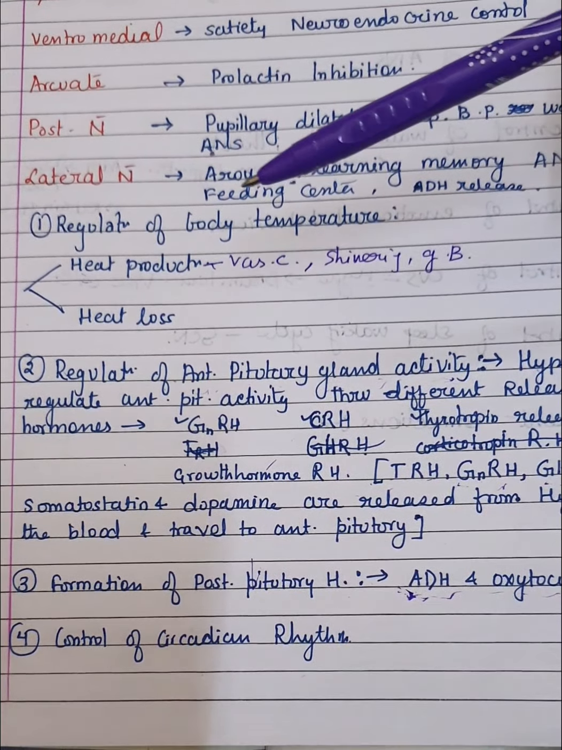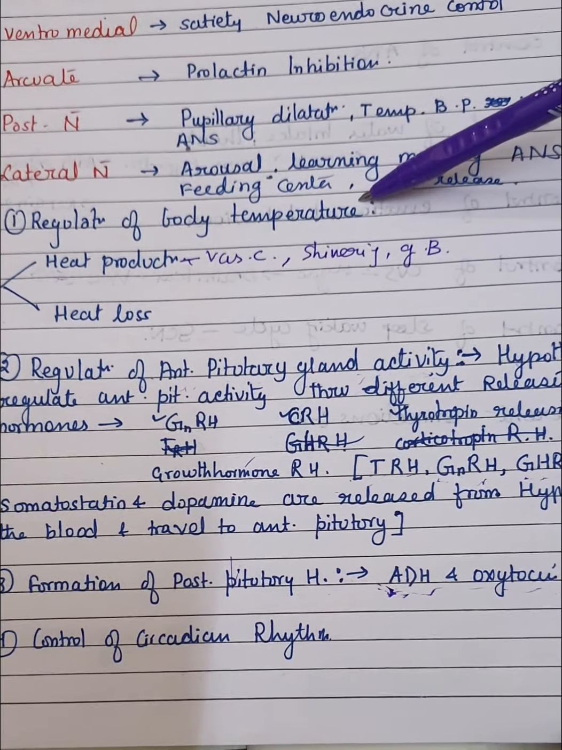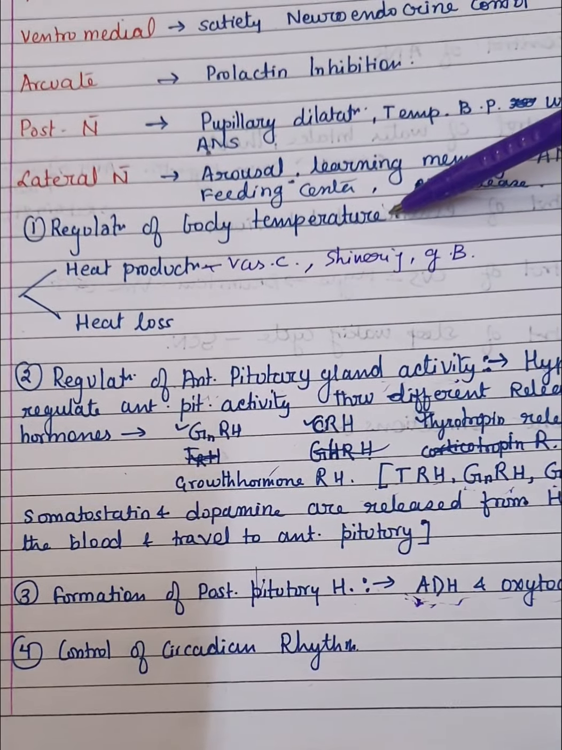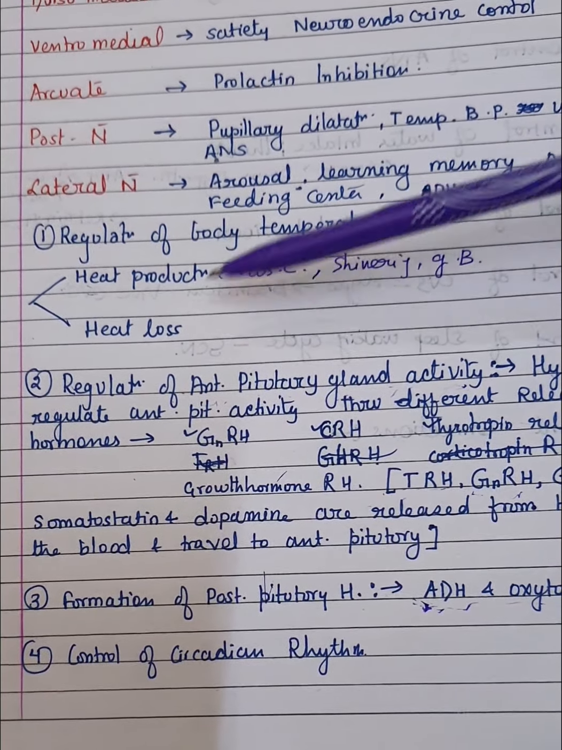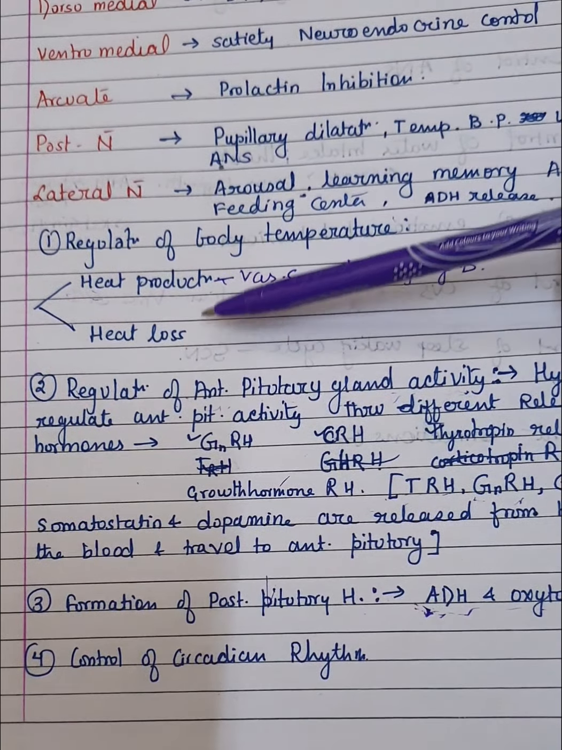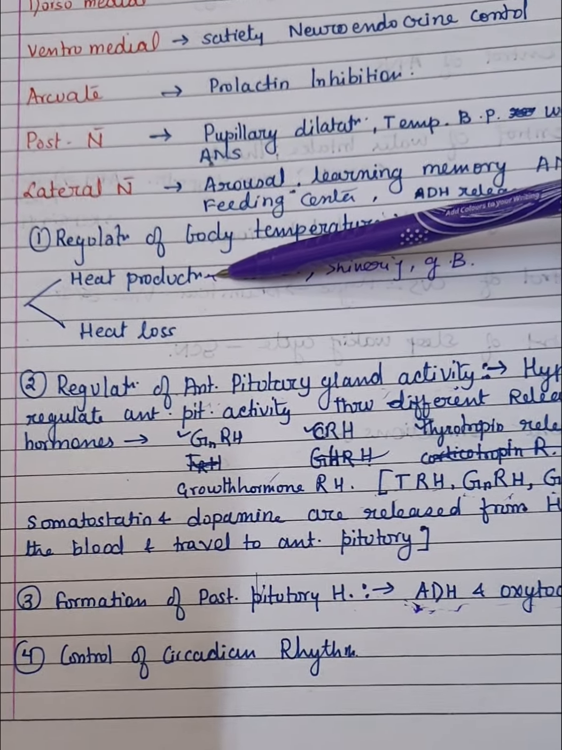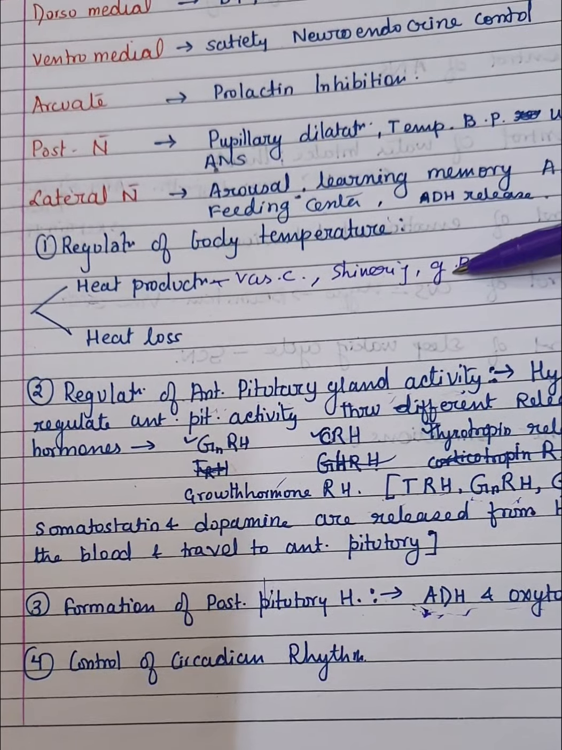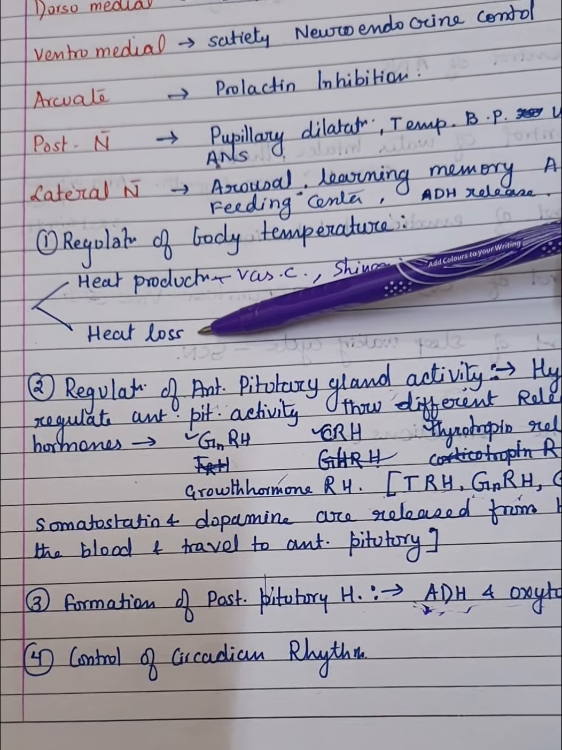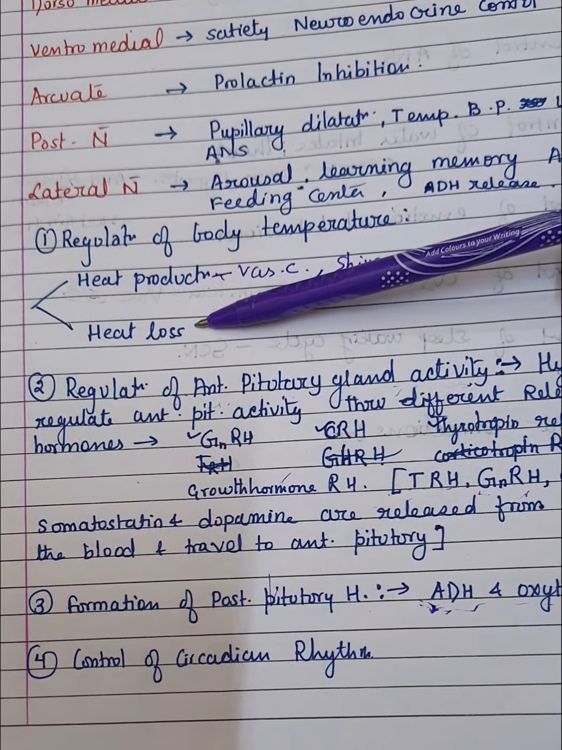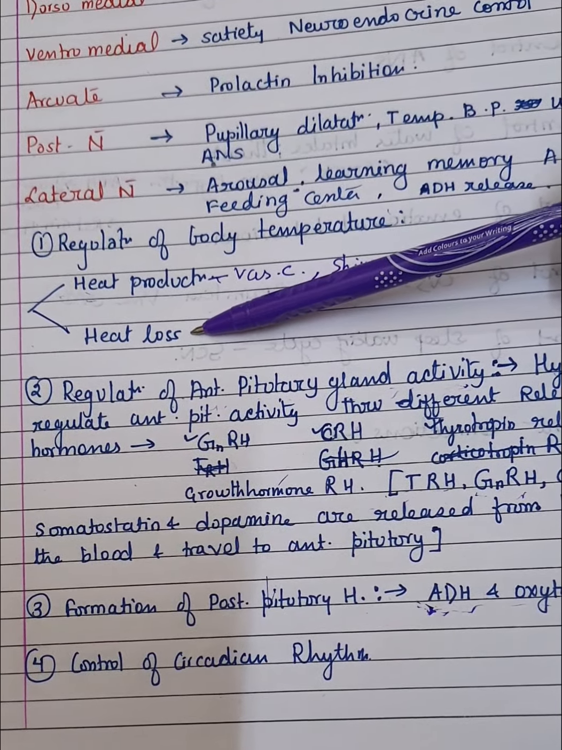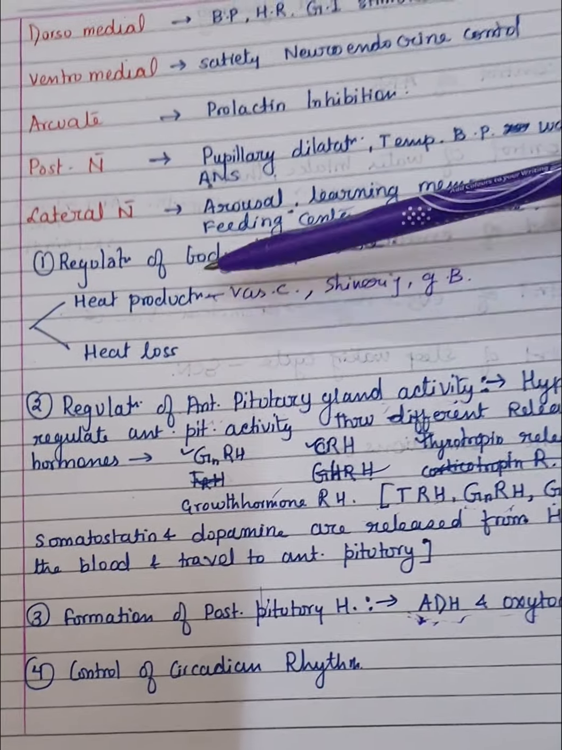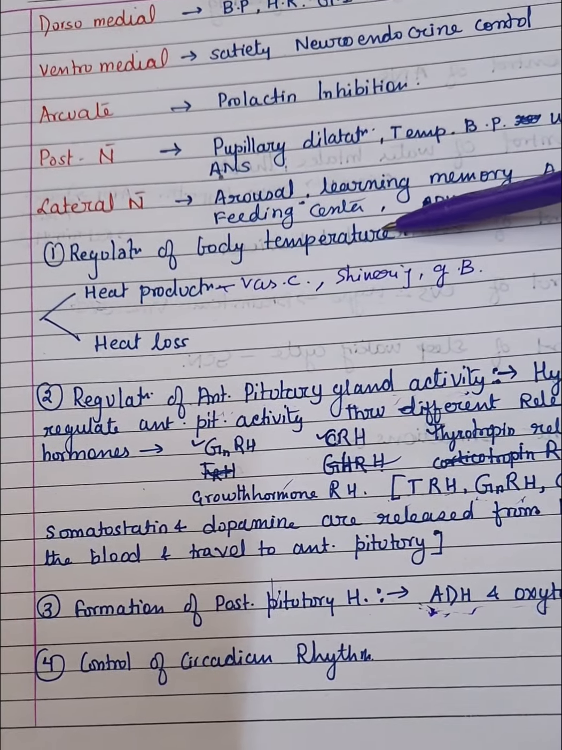Function of hypothalamus. The first function of hypothalamus is to regulate our body temperature. Our body temperature lies within a narrow range, and this narrow range is maintained by the hypothalamus through two mechanisms, through heat production and heat loss. Whenever there is cold outside, the hypothalamus orders the body to produce heat through vasoconstriction, shivering and goosebumps. Whenever there is hot outside, the hypothalamus orders the body to lose heat, and it does so through vasodilation and through sweating. So in this way, hypothalamus regulates our body temperature.